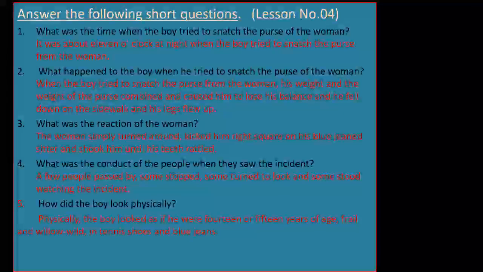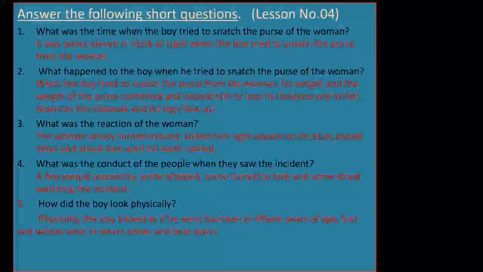Dear students, this is a very important slide coming your way right now. It carries all the short answers from lesson number 4, and let me tell you here that the short answers from this lesson are extremely important. Therefore you are advised to please note them down in your neat registers. So let's move on to our first question of the exercise. What was the time when the boy tried to snatch the purse of the woman? It was about 11 o'clock at night when the boy tried to snatch the purse from the woman.